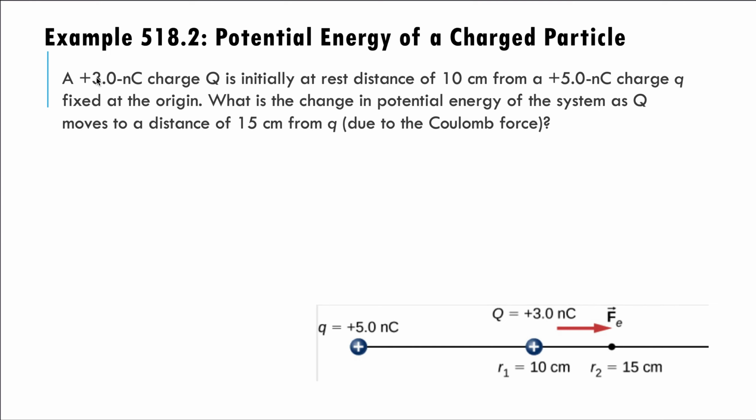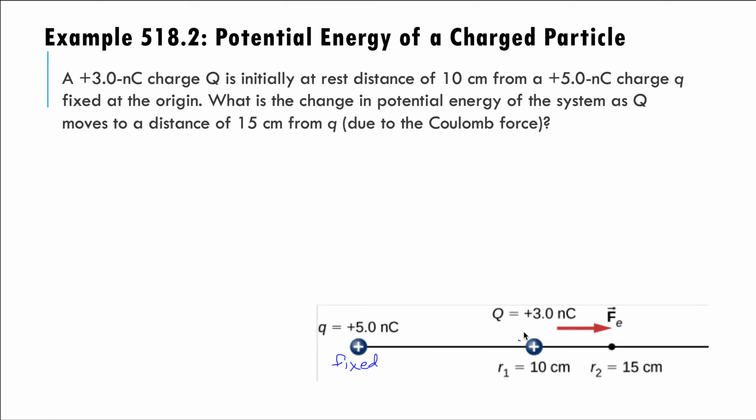We have a positive charge, capital Q. It's at rest over here, and it's a distance of 10 centimeters from another charge, little q, 5 nanocoulombs. This charge here is fixed. And we want to know what is the change in potential energy as big Q is moving to a distance of 15 centimeters away.